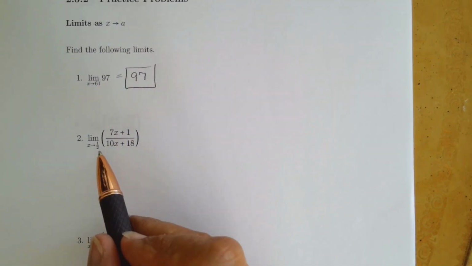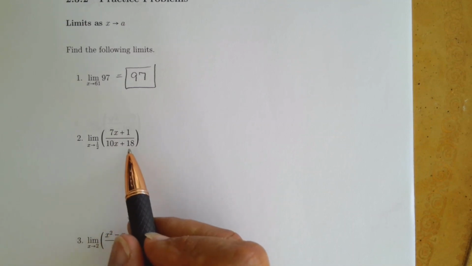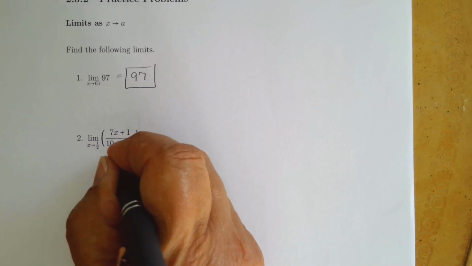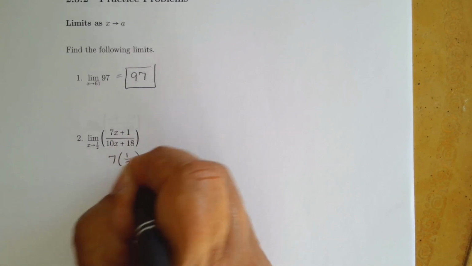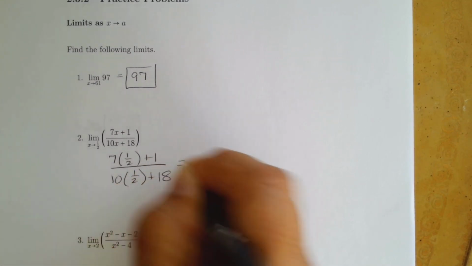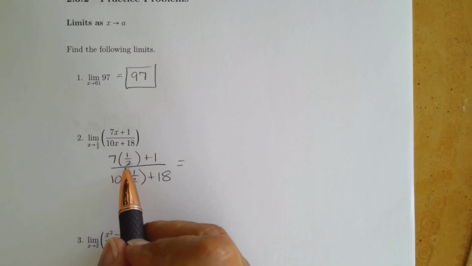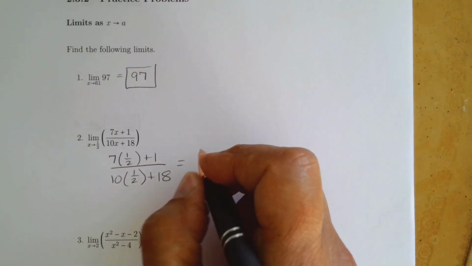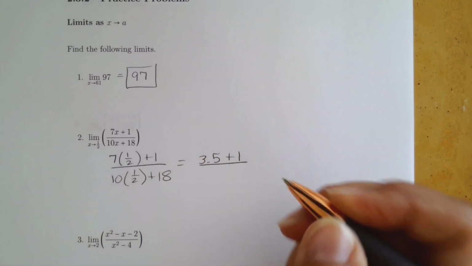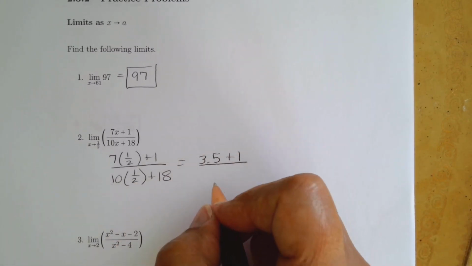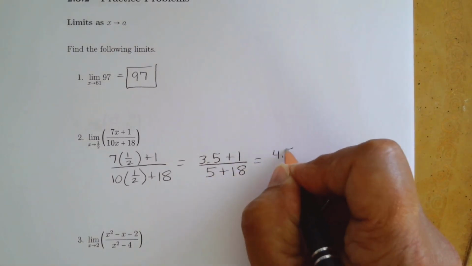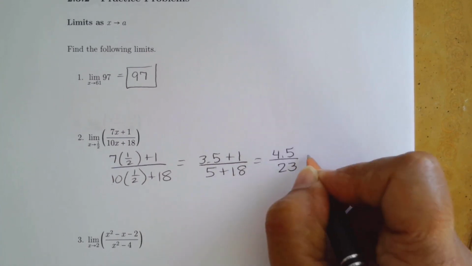All right, number 2, the limit as x goes to 1/2 of (7x plus 1) over (10x plus 18). Again, plug it in. So if I plug in 1/2, 7 times 1/2 plus 1 over 10 times 1/2 plus 18, I'm going to get an answer here. So that's going to be my limit. 7 times 1/2 is 7 halves, which is 3.5. 7 halves is 3.5. 10 halves is 5 plus 18. So that gives me 4.5 divided by 23.